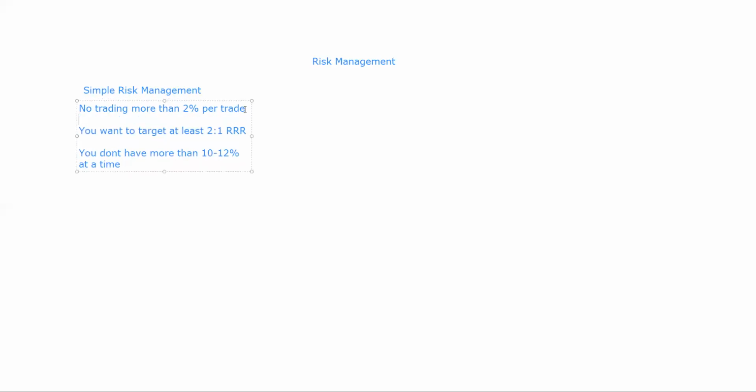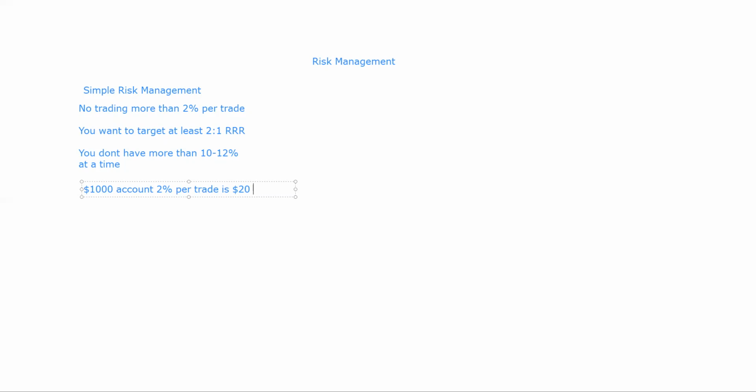So what does that look like? If you have a $500 account, let's do 1,000, make the numbers easy. $1,000 account, and you're doing 2% per trade. Two percent of 1,000 is $20. So you're risking $20 per trade. So if you had 5 trades going, you'd be risking $100.